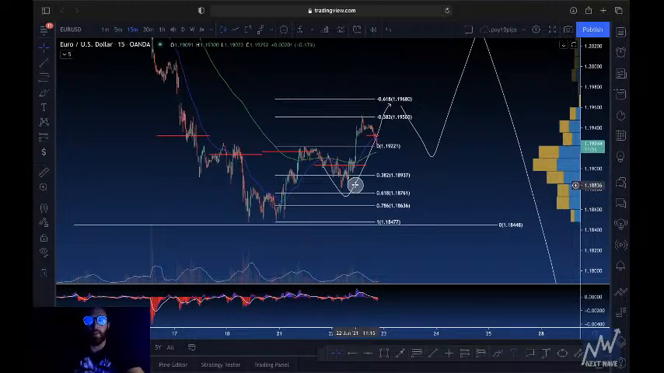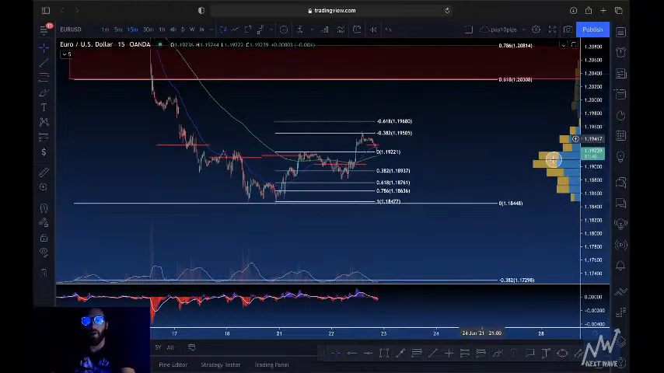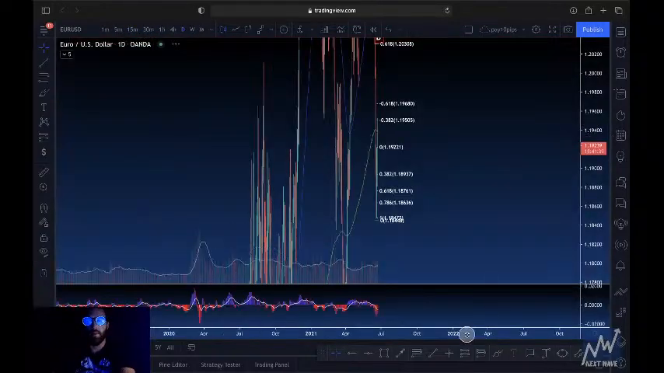Just like the dollar, it didn't quite get into the 61.8, but it made this move down, move up, and now we're getting a move down. I want to see this move up again, basically. So let's go to the daily, see how the daily candle looks first.